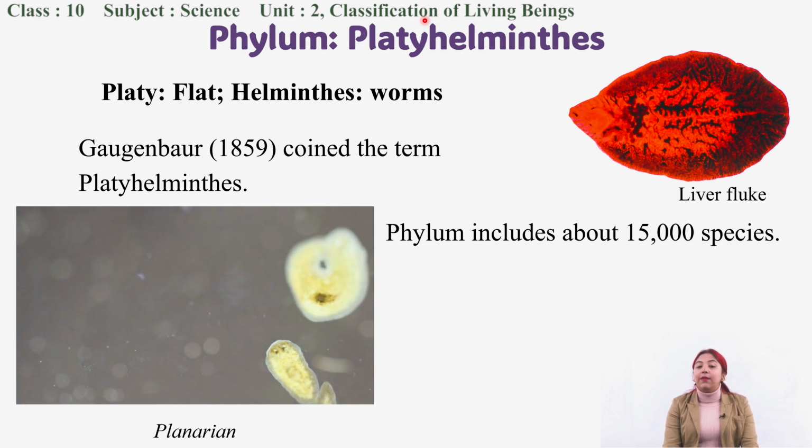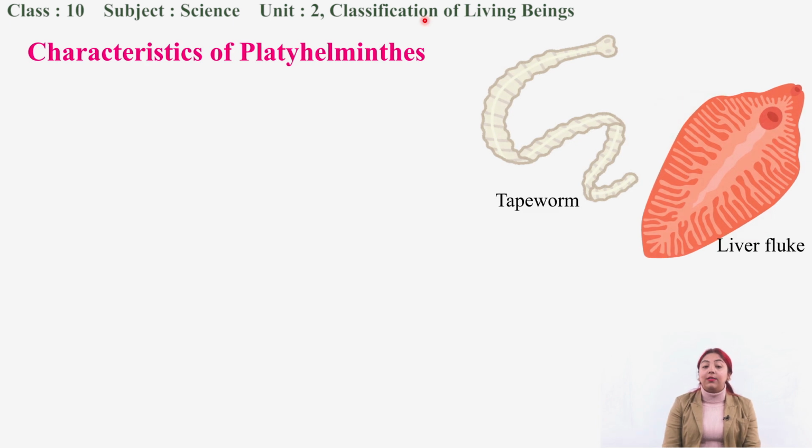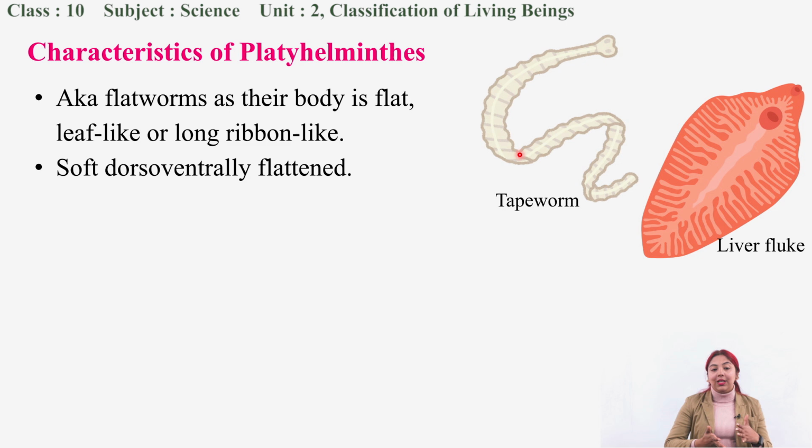and there are about 15,000 species that belong to the phylum Platyhelminthes. Now, let us look at certain characters or characteristics of this phylum. When you look at the figure here, you can see that it has this flat body, and the liver fluke also has this flat body. So the first character would be they have a flat, either leaf-like structure, as you can see over here, or long ribbon-like structure, as you can see over here. So that's why they are also called flatworms. So their body is dorso-ventrally flattened.